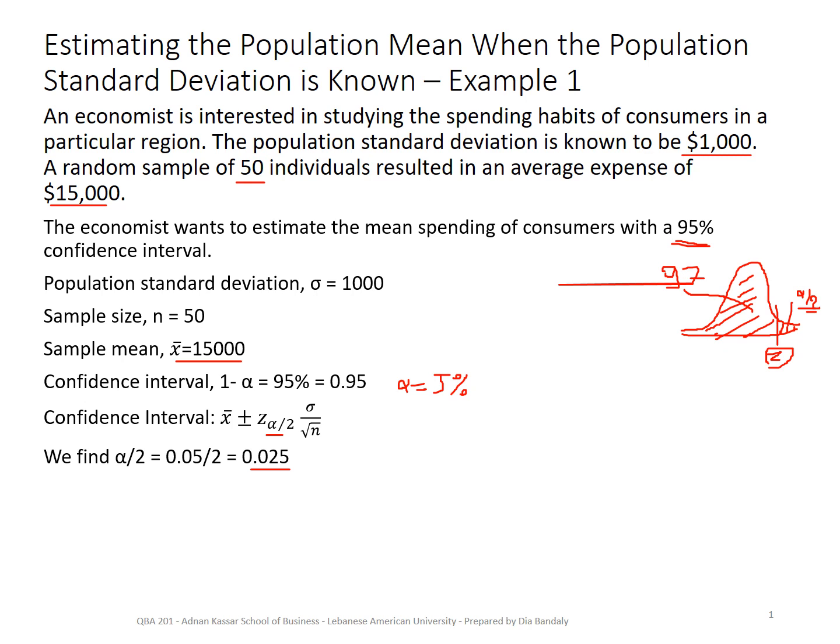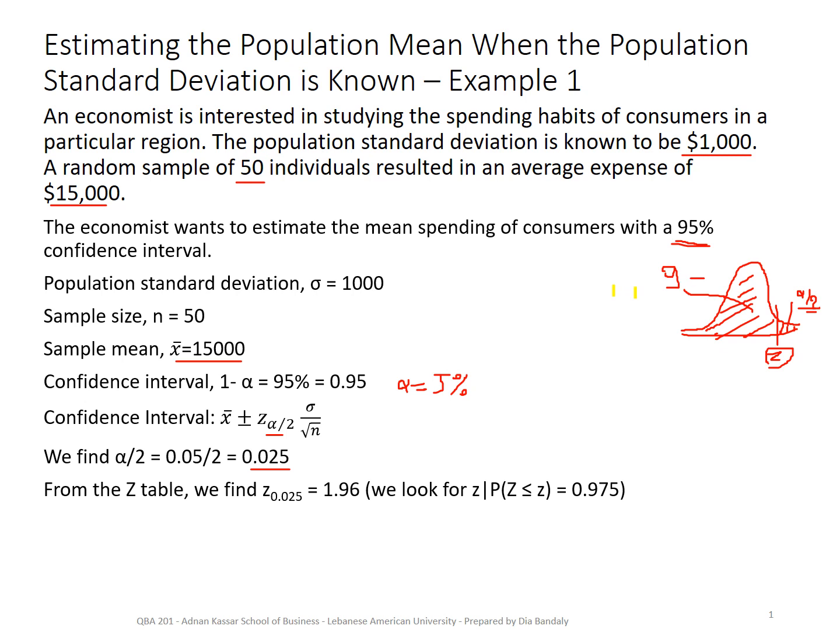I'm very sorry about this, but I'm using a mouse here. No problem. Let's go ahead. So from the Z table, we look into it. By mistake, I got a highlighter instead of the eraser. I'm sorry about this, guys. So this is 97.5%.